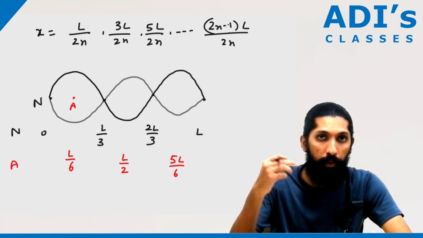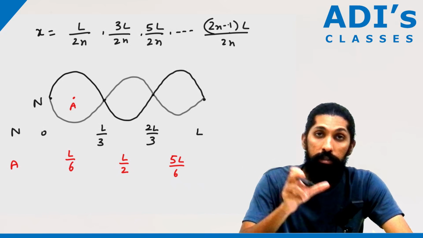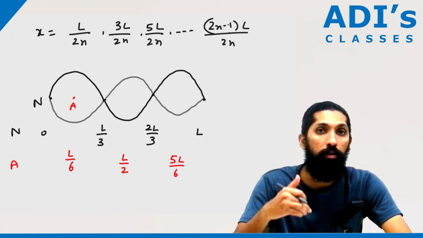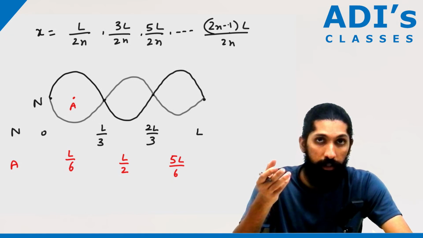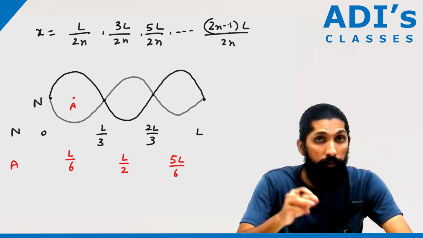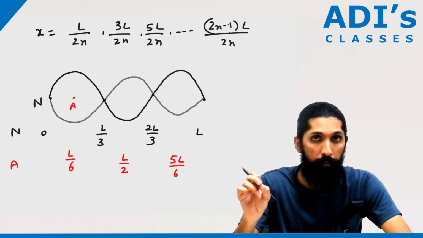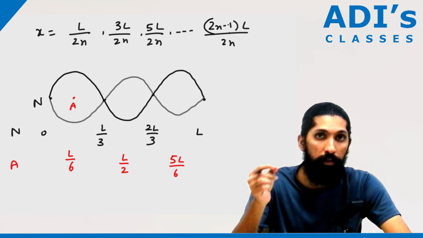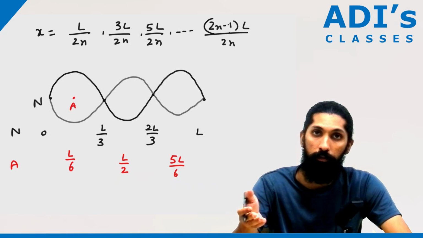Every time we pluck a string or something like this, nodes and antinodes form, and the distance between them is calculated. Based on that, we are going to have different types of sounds. For guitar, violin, sitar, there are so many instruments. For all of the string instruments, the position of the nodes and antinodes are very important. Those instruments are designed taking the position of nodes and antinodes into account. And the formula is given by whatever we just derived.